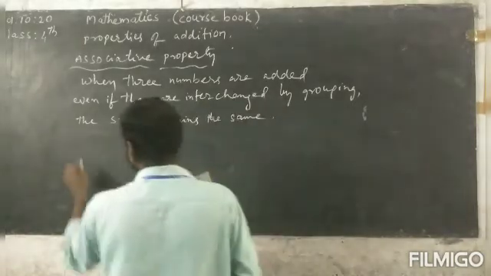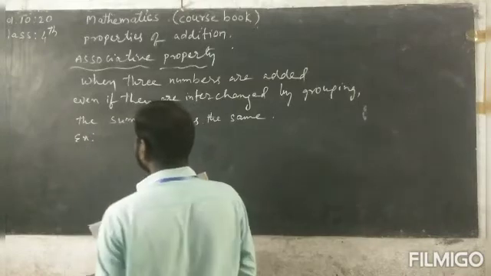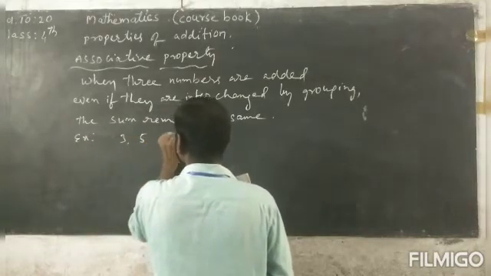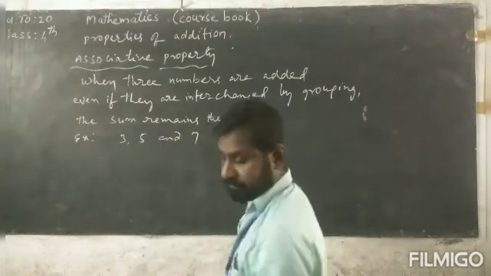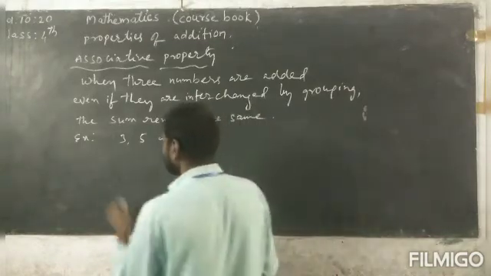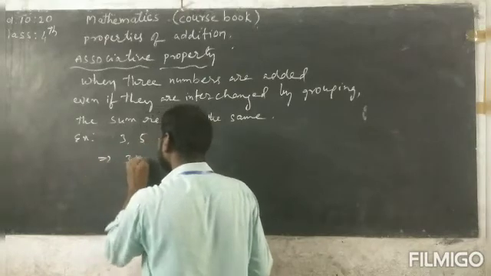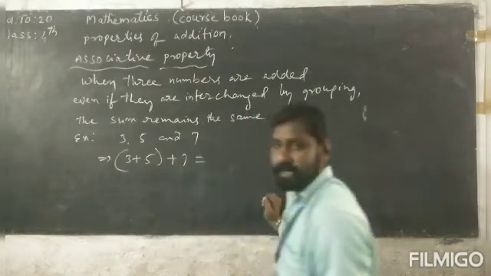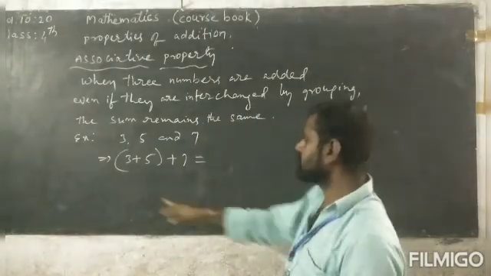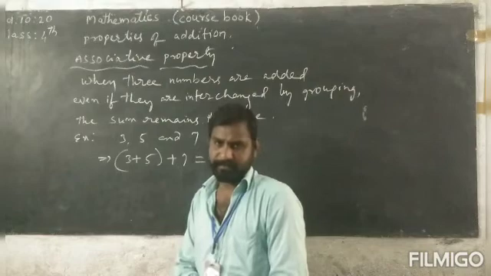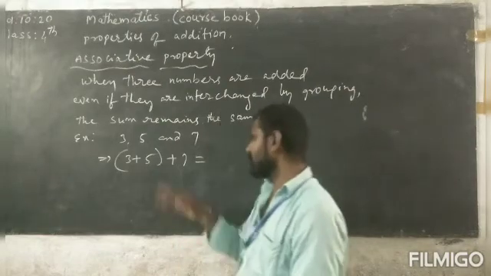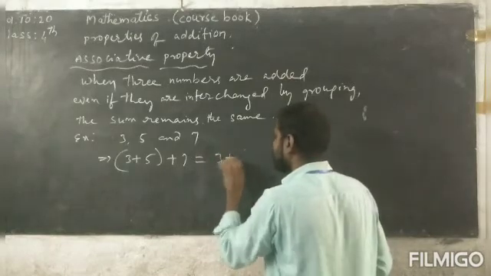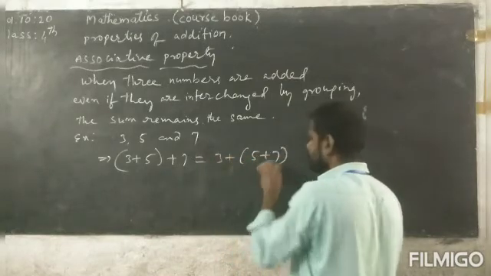See here, example. The given numbers here are 3, 5 and 7. You can write this as 3 plus 5 plus 7. Grouping 3 plus 5 means 3 plus 5 in the bracket. After completing the bracket, you can write plus 7.